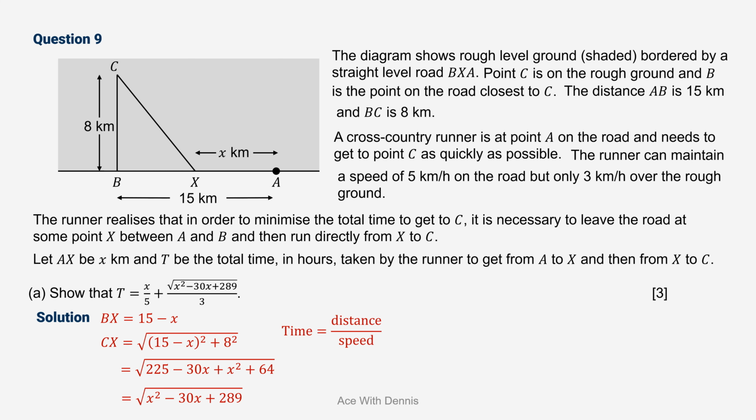We know that time equals distance divided by speed. So the total time will be the time traveled from A to X and the time traveled from X to C. Hence T equals T_AX plus T_XC. So T_AX will be x over 5, and T_XC will be the square root of x squared minus 30x plus 289, over 3. Hence T equals x over 5 plus the square root of x squared minus 30x plus 289, over 3, shown.